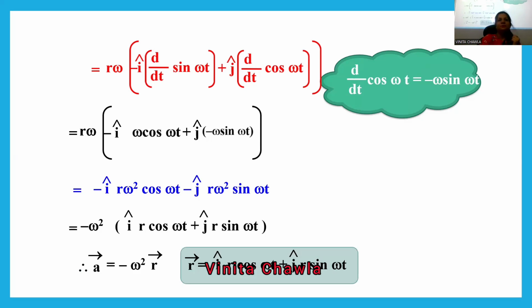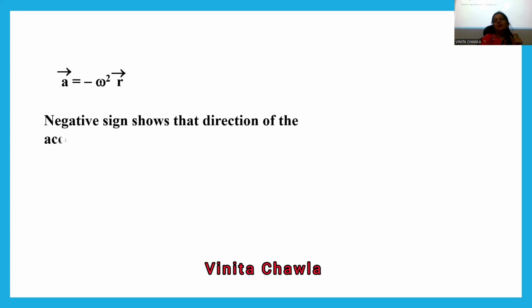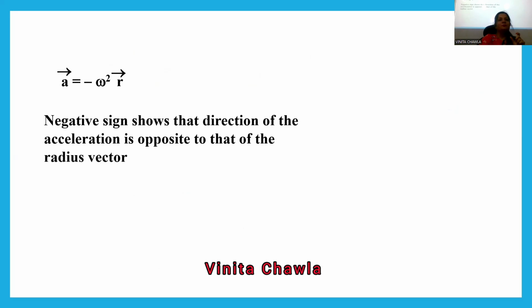Any doubt? So it's minus omega square vector r. Now negative sign shows that the direction of the acceleration is opposite to that of the radius vector. See, radius vector acts outwards, away from the center. Radius vector is away from the center. And acceleration is negative omega square r. So it shows that both vector r and vector a, they have the opposite directions. If radius vector is pointing away from O, so A will point towards O.